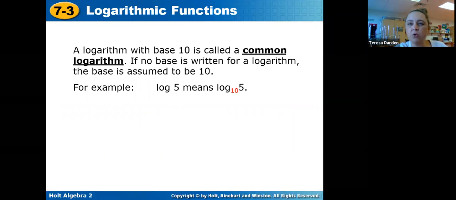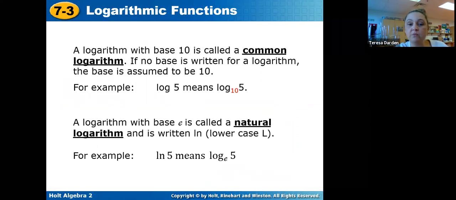All right, there's different forms of logs. A log with a base 10 is called a common logarithm. How do I know if it's a base 10? Well, if no base is written for a logarithm, then it's assumed a base 10. So for example, log of 5. If it just says log of 5, you're like, where's the base? There ain't no base written there. That means base 10.